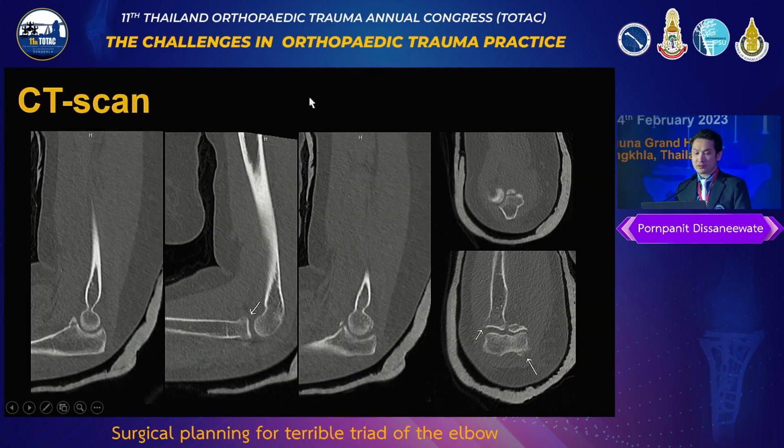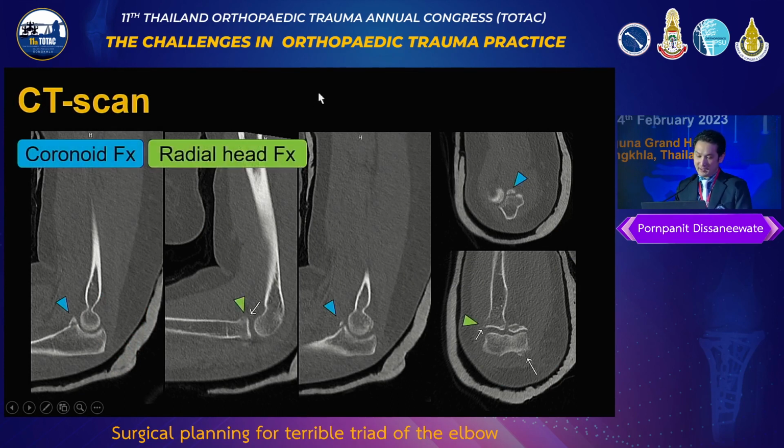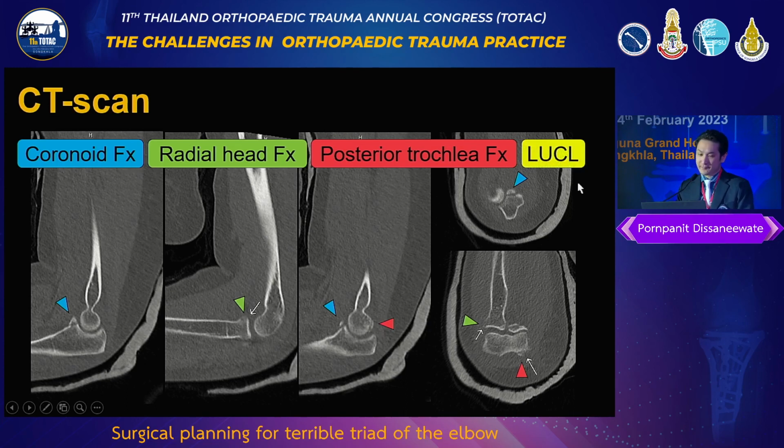So when you go to CT scan, you can see the coronoid fracture type 1. Also, the radial head fracture is like a non-displaced marginal fracture. It's maybe a type 1 radial head fracture too. And this also has the posterior trochlea fracture. It's like an impaction when it dislocated, and also it's non-displaced, and also LUCL. So this is the terrible triad variant.